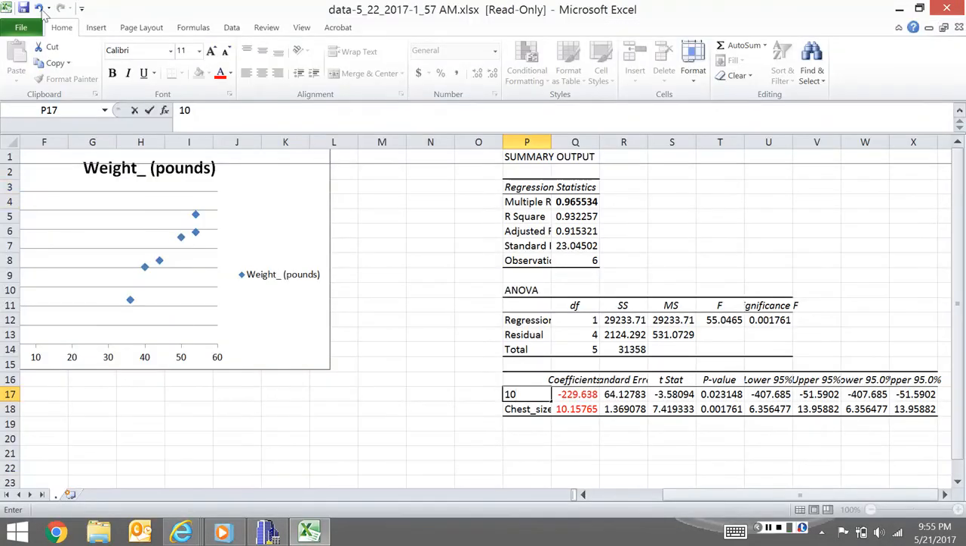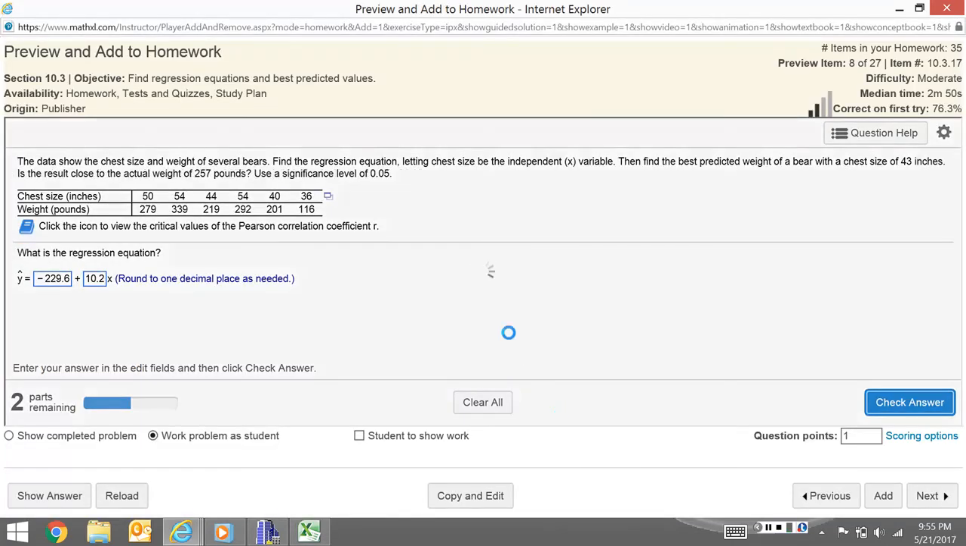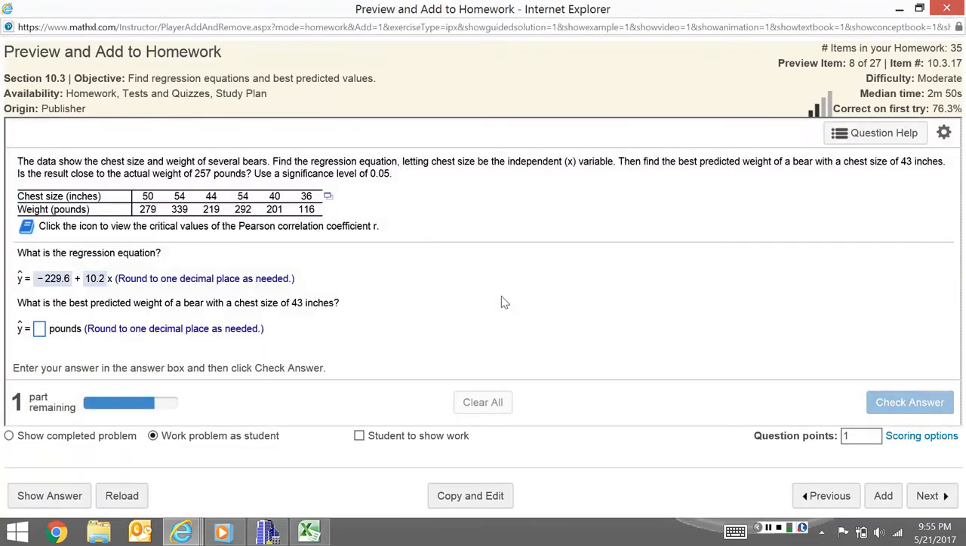I was typing it in over here too. So I'm going to check answer. And I have my regression line. Now, if you did this by hand, I'd still be working.